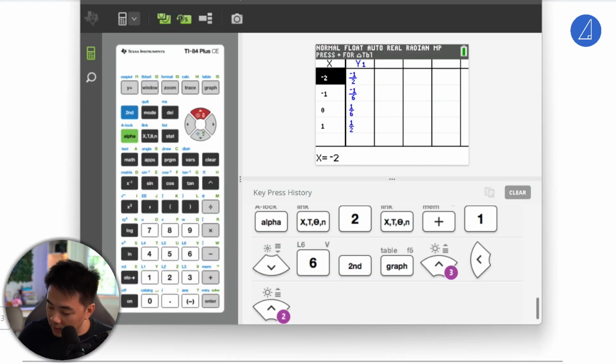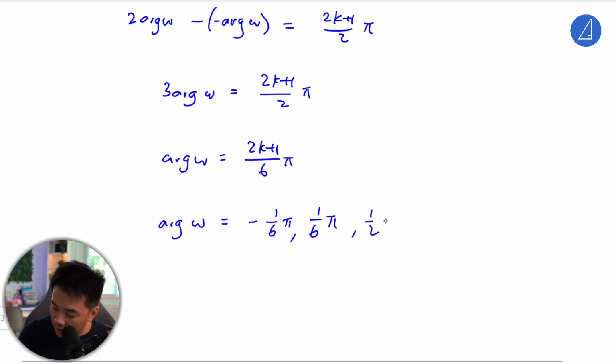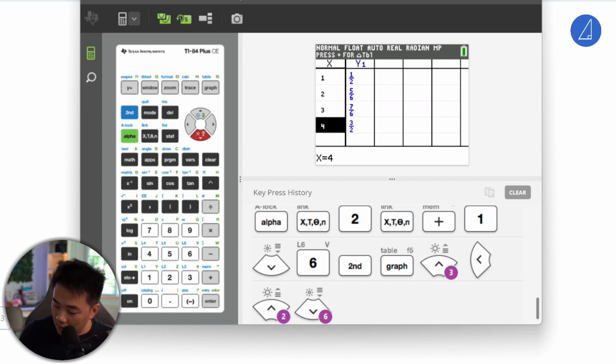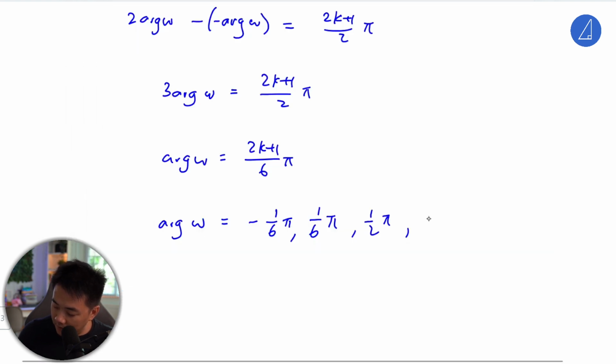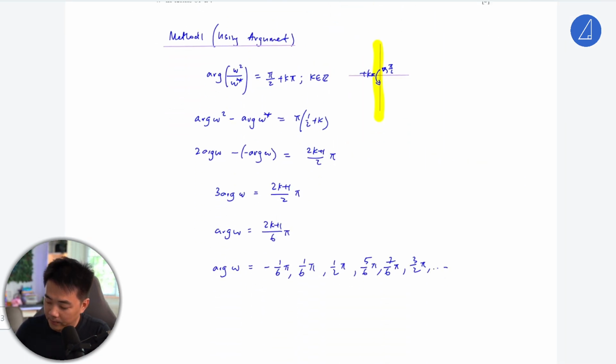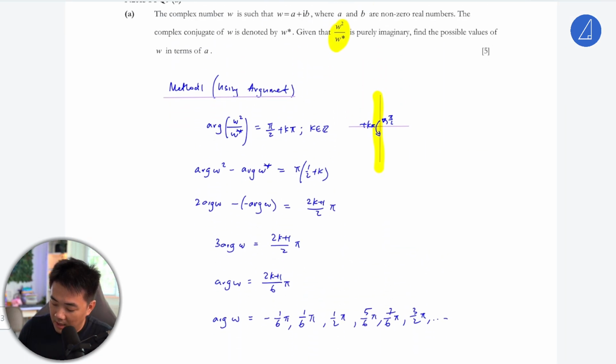Okay, so in the second table, this will be all the possible arguments I can have. Just add a pi to it. So 1/6 pi, half pi, then after which we have 5 over 6 pi, 7 over 6 pi, 3 over 2 pi. Okay, all these are the possible values. So what you make sure is to understand that this is the argument.